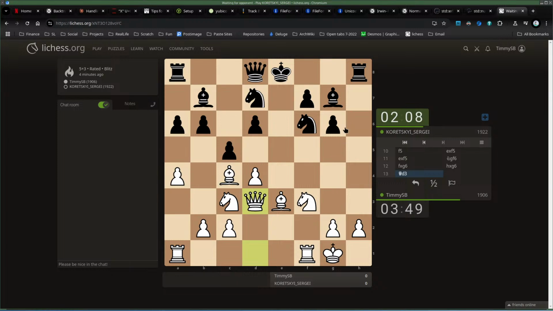I don't see a way to defend this pawn, except with the knight maybe. Then you have to get rid of this, so he could take here. Then I take back, and then the knight can go where? This one knight can go here, yeah. But I just take it. The knight is defending that. That doesn't work either. So he can't castle.